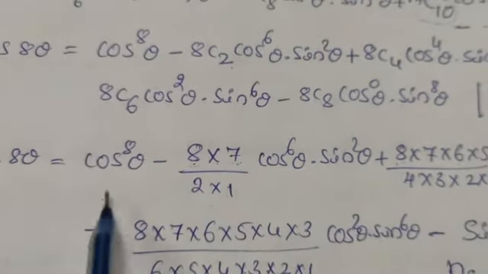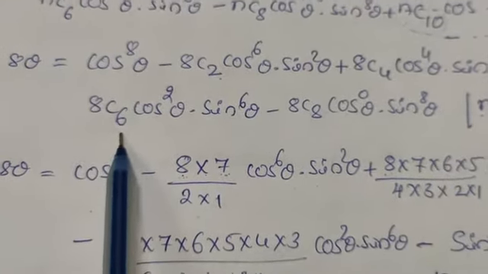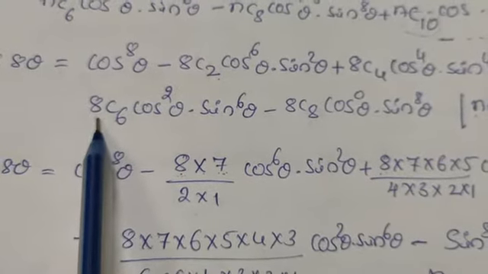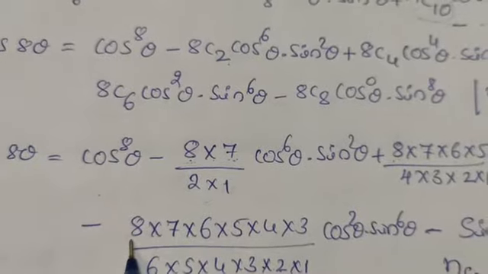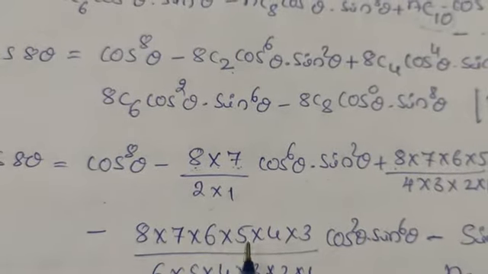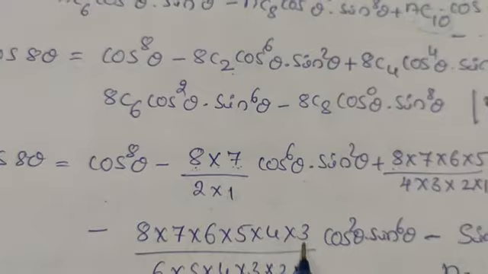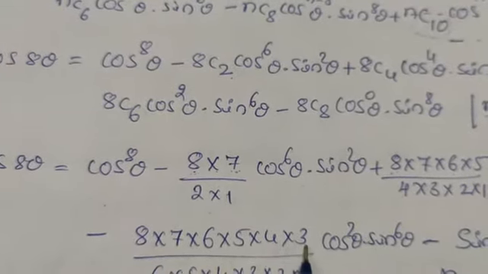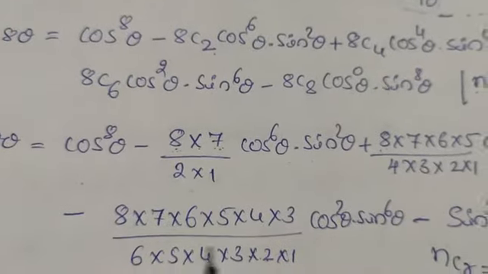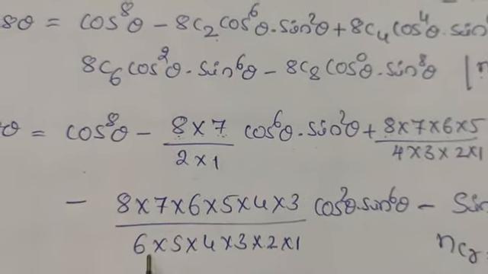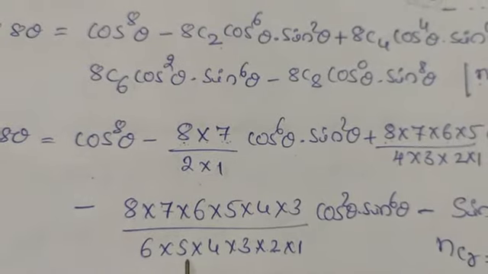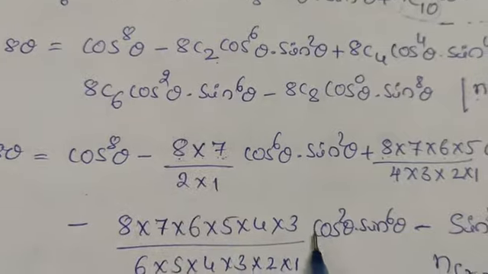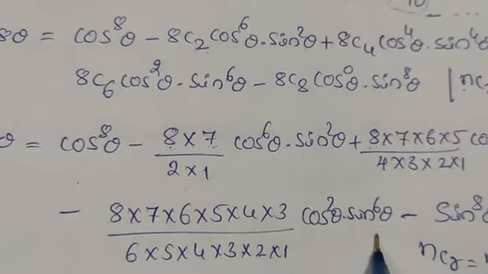Then minus 8c6. So here you have to write 6 terms starting from 8, reducing 1 in each term. That is 8 into 7 into 6 into 5 into 4 into 3. The count here, we have 6 terms: 1, 2, 3, 4, 5, 6. Like this you have to write 6 terms divided by this 6 factorial. You know 6 factorial is 6 into 5 into 4 into 3 into 2 into 1. And this cos square theta into sin raised to 6 theta as it is.